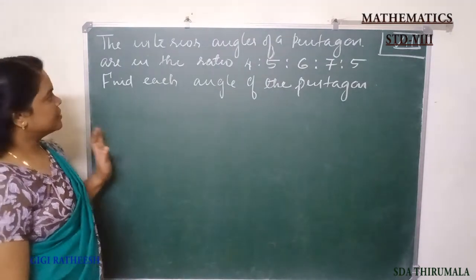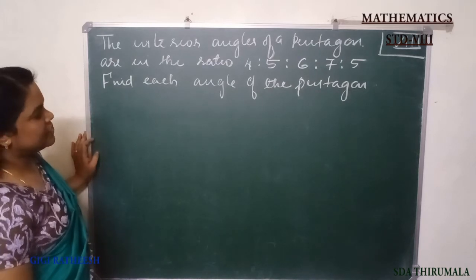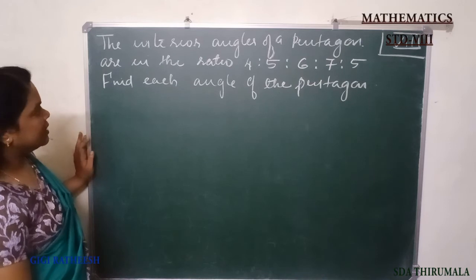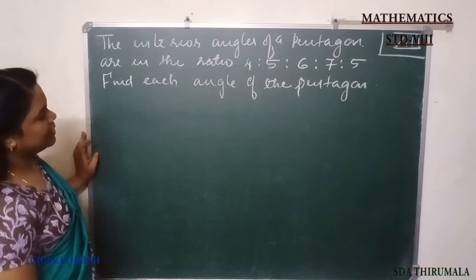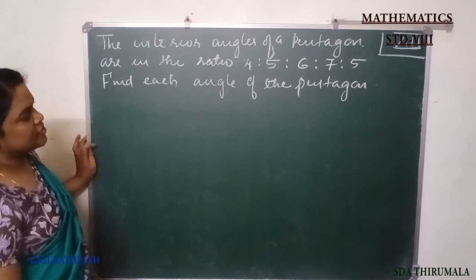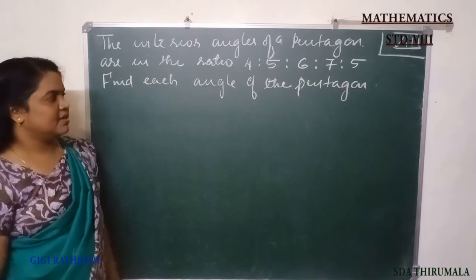Okay, next question. The interior angles of a pentagon are in the ratio 4:5:6:7:5. Find each angle of the pentagon. We want to find the value of each angle, each ratio.